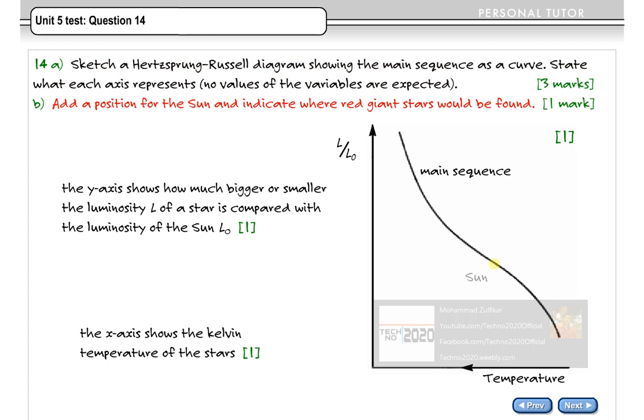In Part B, this is just the earlier diagram completed by showing the position of the Sun as shown here. Red giant stars are cooler than the Sun, and their position to the right of the Sun on the x-axis confirms your knowledge of the back-to-front nature of the temperature axis.